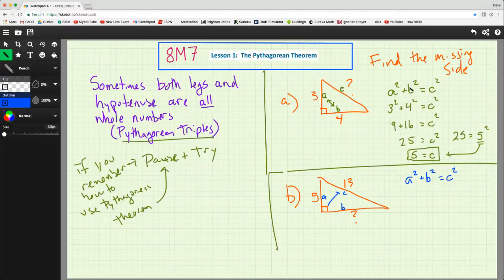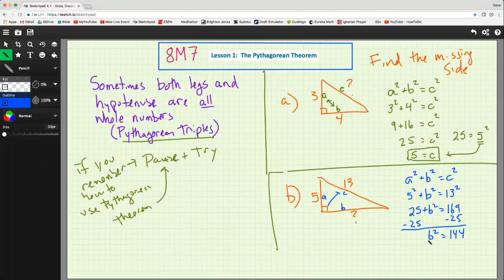So here we don't have the two numbers on the left. We have one number on the left, 5 squared plus, and we don't know B. So you see how this one's different, equals 13 squared. So now we have 25 plus B squared equals 169. Now we have to do a little different kind of simplification. Subtract 25 from both sides, and we get B squared equals 144.